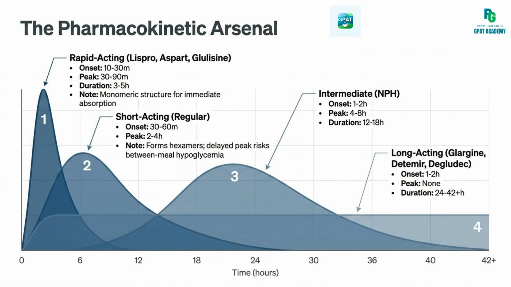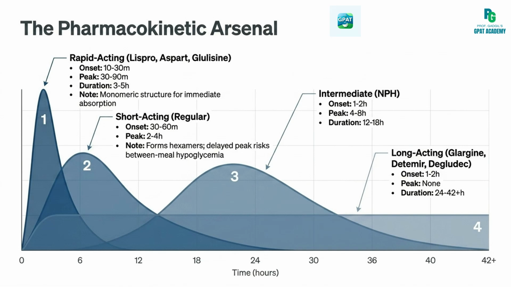Second is the short acting, that is the regular insulin. It forms hexamers and hence slow absorption. Dosing is 30 to 45 minutes before meals. Special use is that it is the only insulin type approved for IV infusion, DKA, hyperkalemia, and critical illness. Disadvantage is that delayed peak and hence risk of between meal hypoglycemia.